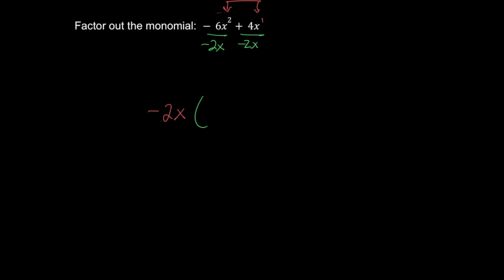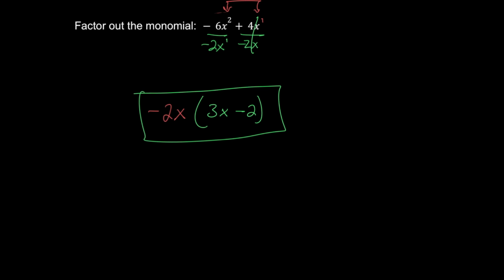which will give us, in the first term, negative 6 divided by negative 2 is positive 3. When we divide the variable, we'll subtract the exponents, so x to the second, taking away x to the first, is going to give us x. And then the second term, we have 4x divided by negative 2x, so it will be negative 2. The x's will cancel out in that division, so this will be our expression.